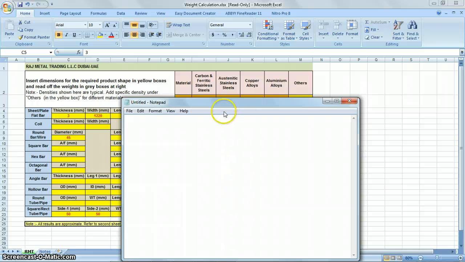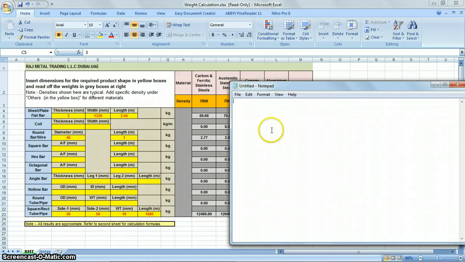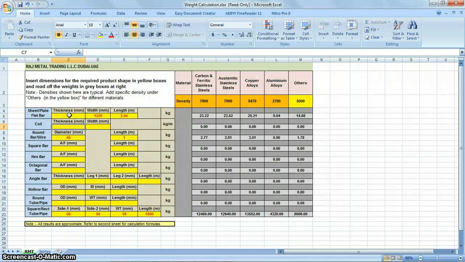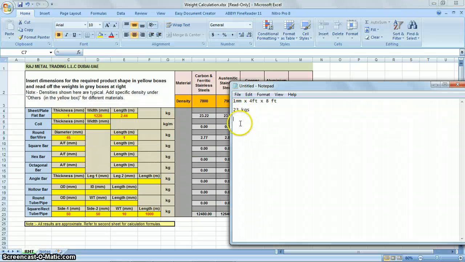Now you need to remember the following dimensions: 1 mm by 4 feet by 8 feet. And this I remember is actually 23 kg. But I'll tell you why we need to remember this. I'll just show you here. 23.22. So 23.5, no problem. 23 kg approximate.